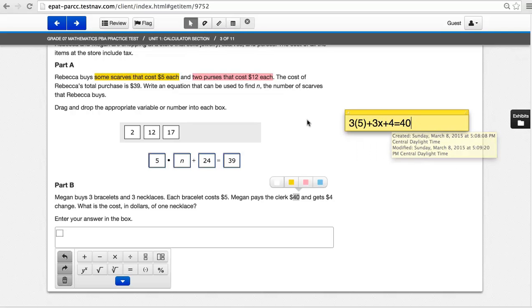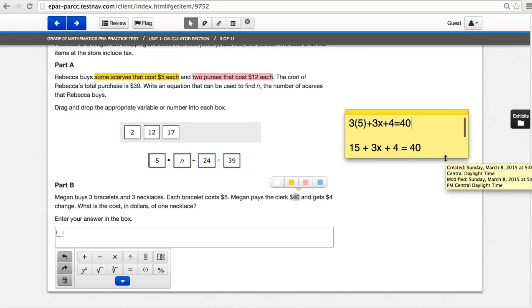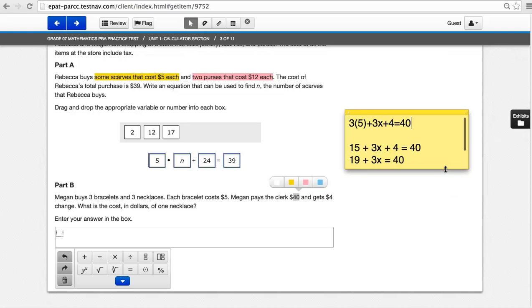Now, if we work through this and solve, 3 times 5 gives us 15, plus 3x, plus 4 equals 40. And then we'll just combine like terms on the left-hand side. We'll get 19 plus 3x equals 40. And then when we do the inverse, we'll get 3x is equal to 21. And when we divide by 3, we'll get x is equal to 7.